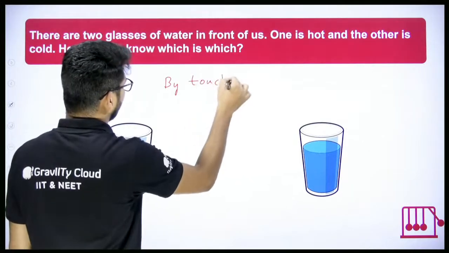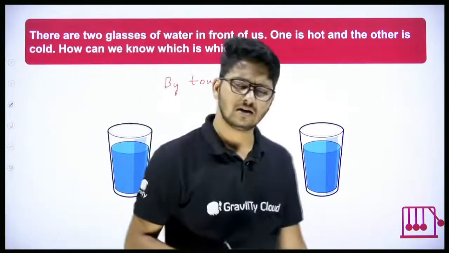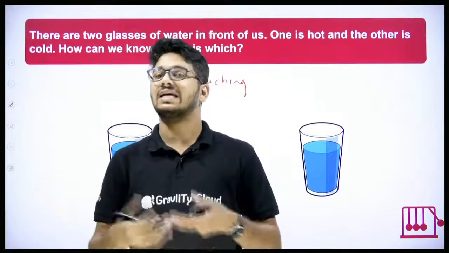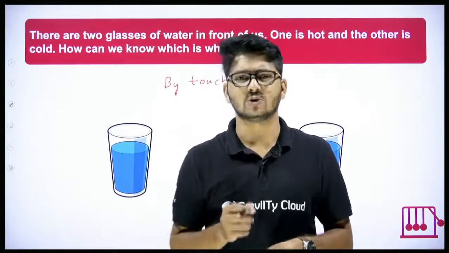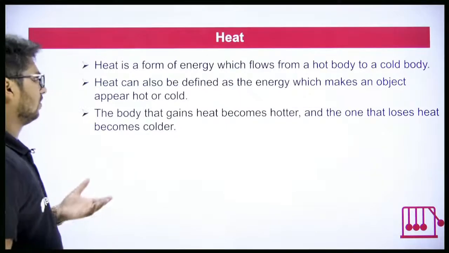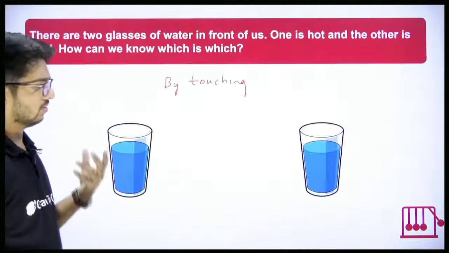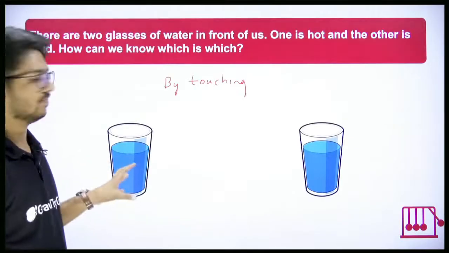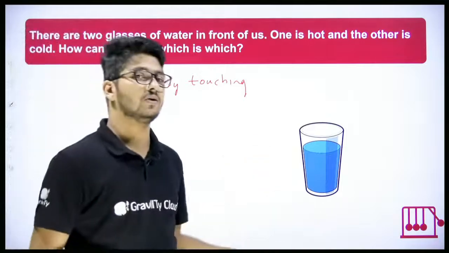Okay, that's good. But is it always reliable? That means by touching, can you always tell how hot an object is? Let's look into it. Okay, so first of all, we'll learn about something called heat. Right, now see, when we touch a hot object, we feel hot. When you touch a cold object, we feel cold.